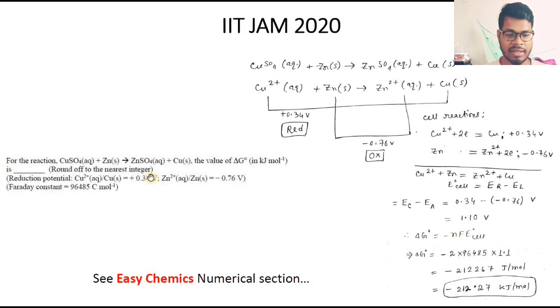Remember, here they are asking for the value in kilojoule per mole. You will get the value in joule per mole, so don't forget to convert it into kilojoules. This kind of mistake you can easily make in the exam. This kind of question you can face in the numerical section.